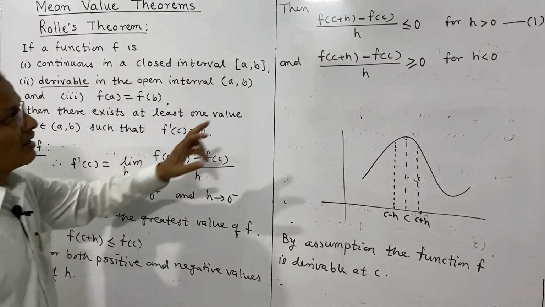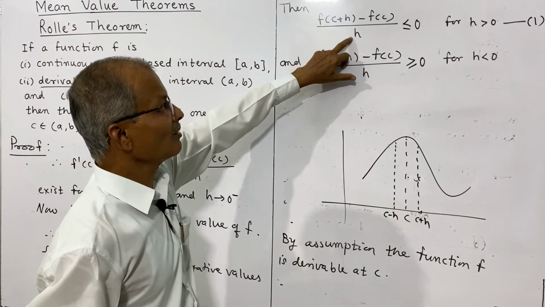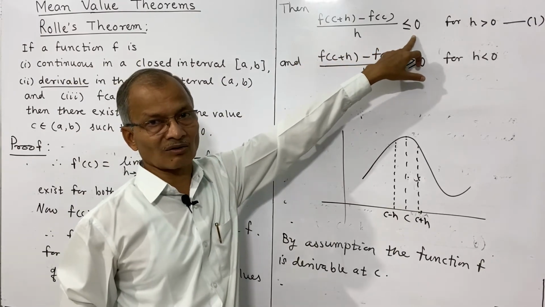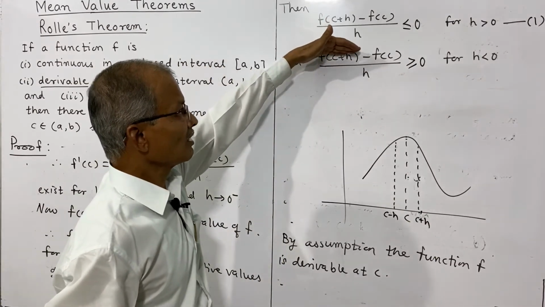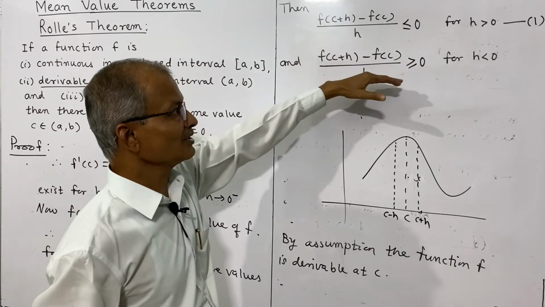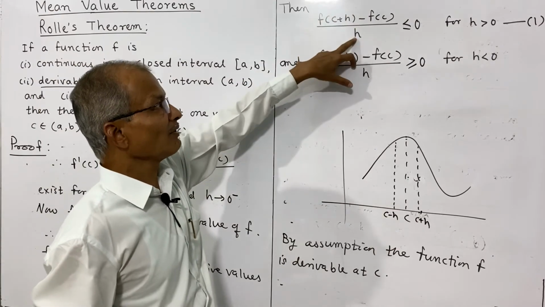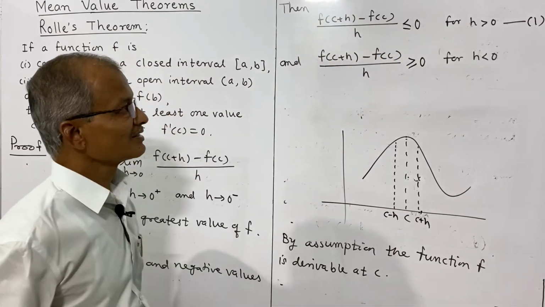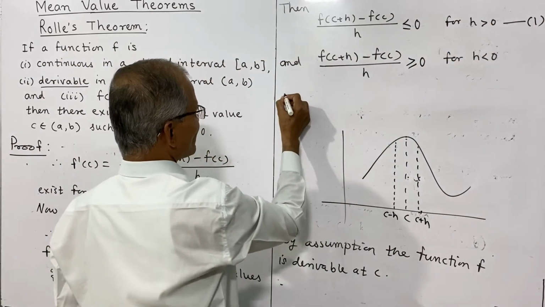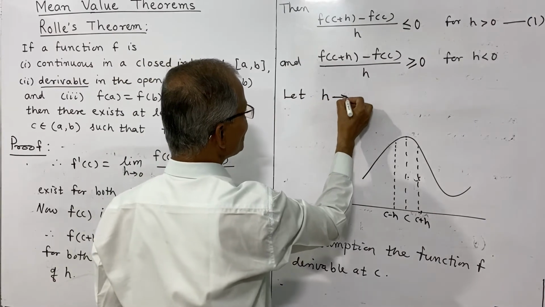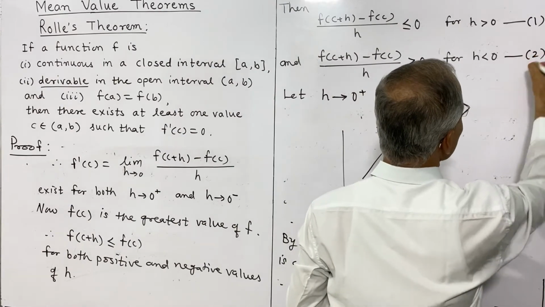From this we have the numerator either 0 or negative, and if the denominator is positive the value is less than or equal to 0. And when h is negative, the numerator is negative or 0, and the denominator is negative, that means the value becomes positive. Negative divided by negative is positive, negative divided by positive is negative. So these are the signs we have. Now we suppose this as the second one.